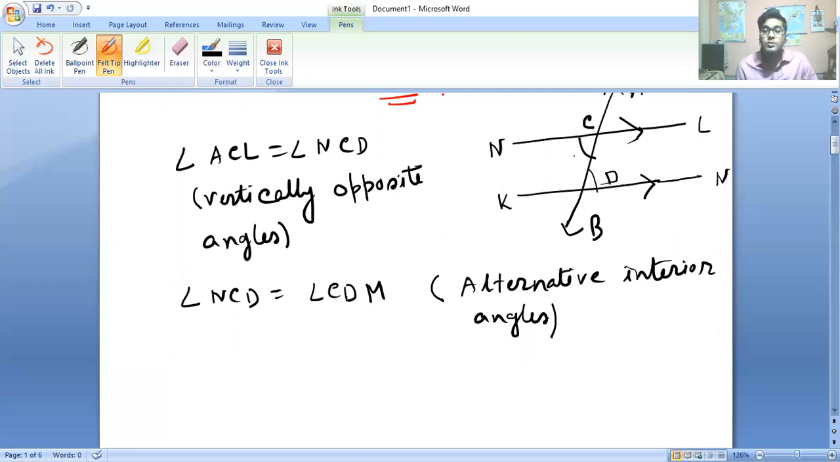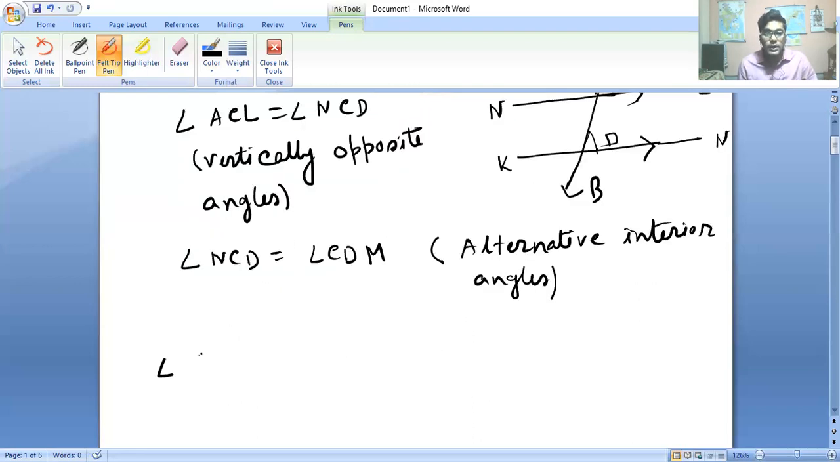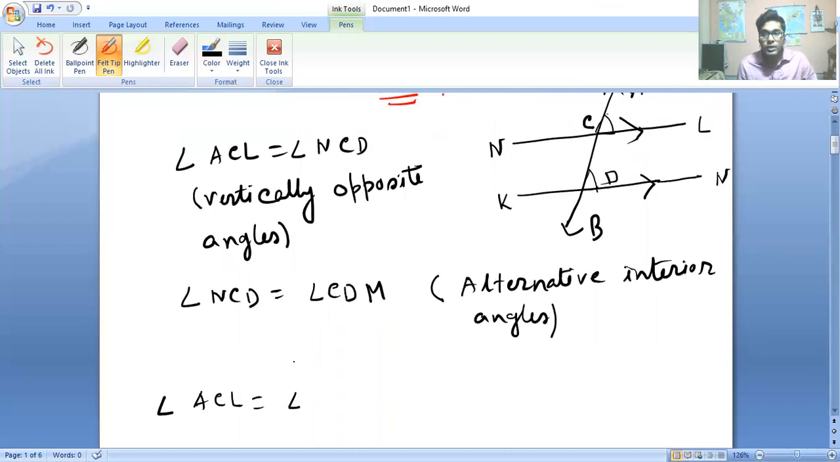And then comes corresponding angles. See, these two lines are parallel and both angles are in the same direction. See, this is also in the above portion and this is also in the above portion. So these are called what? Corresponding angles. So suppose angle ACL will be equal to angle CDN. These are called corresponding angles.